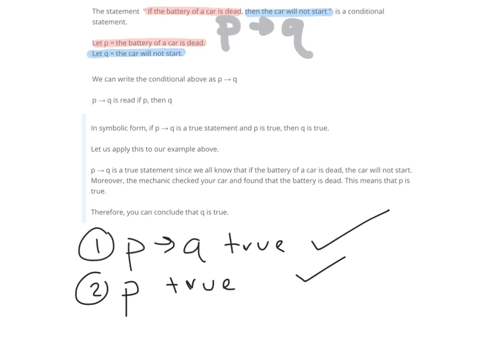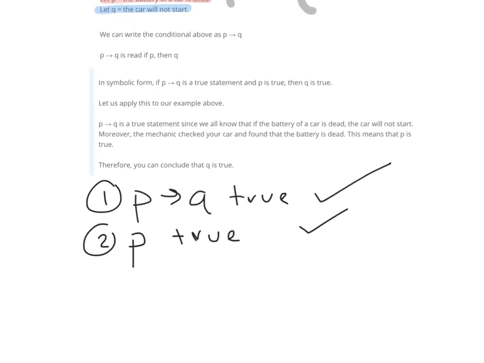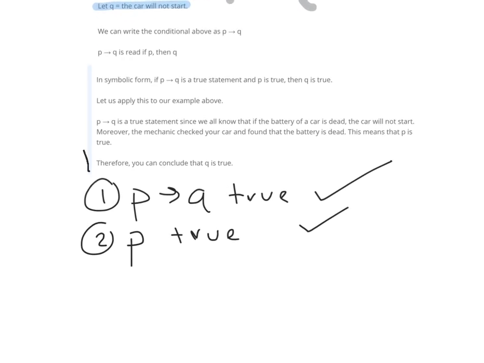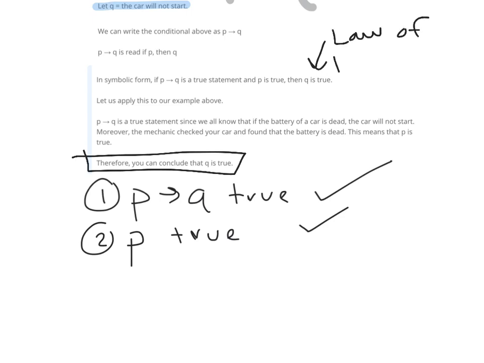So we know that if the car battery is dead, then the car will not start. That's true. P is true. The car battery is dead. Therefore, we can imply that the car will not start. So our conclusion is that Q is true. The car will not start. And this is because of the law of detachment.